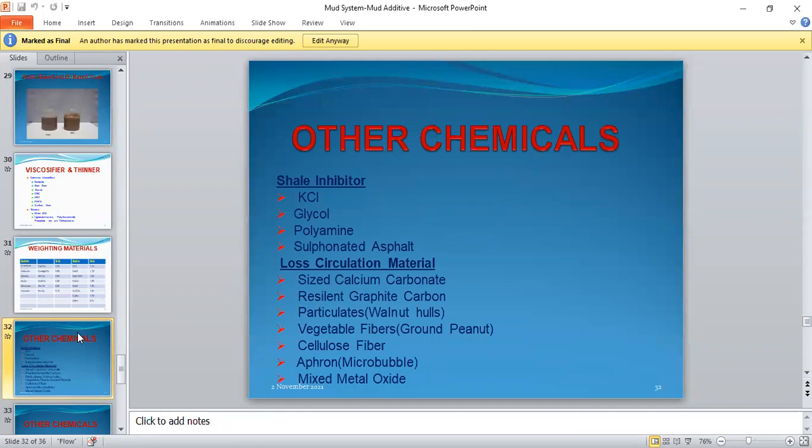Some of them are clay. They are the ones that will increase your viscosity. So when you find yourself as a mud engineer in that situation, you will use thinners. And the easiest thinner you can use is water for water-based, oil for oil-based.